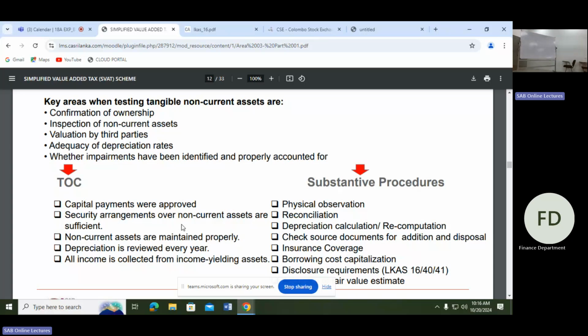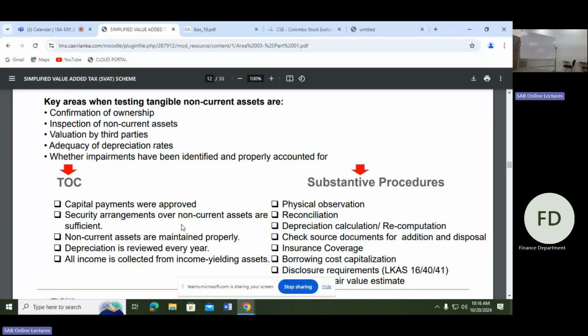Simple. Check source document for addition and disposal. Addition and disposal, select the sample, check source documents.